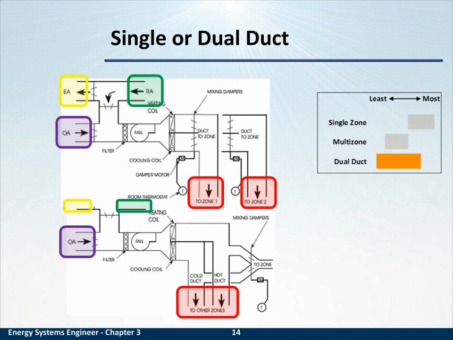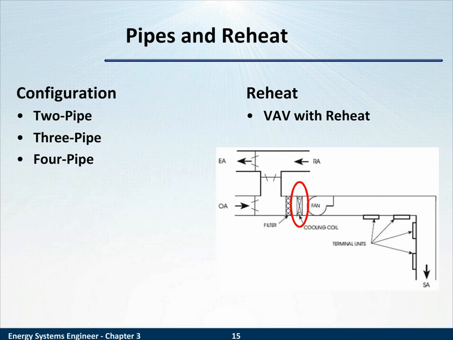So let's look now at the last centralized HVAC configuration consideration. That is the number of pipes and this reheating issue. Let's consider the number of pipes and reheat. First, with the configuration of pipes being 2, 3, or 4. And what does that mean?